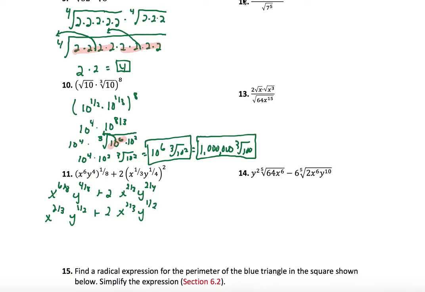Now, if you notice, at this step, we have the same type of variable, x to the 2/3, y to the 1/2. So all I have to do is add the coefficients together. So there's 1, remember there's a 1 there if it's not written, plus 2. So I have 3, x to the 2/3 power, y to the 1/2 power. And that's all we can do at this problem.